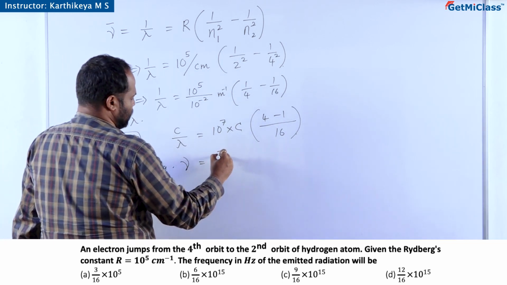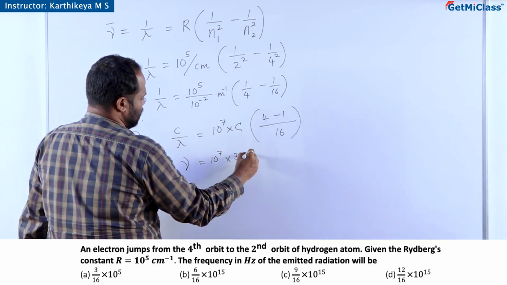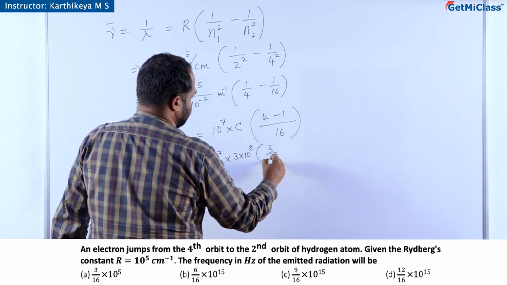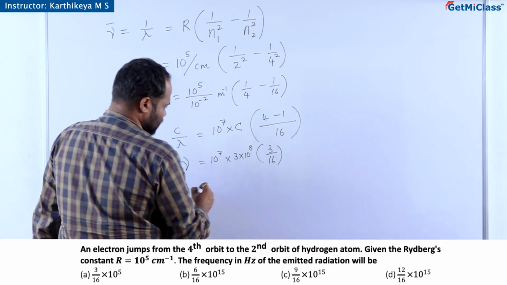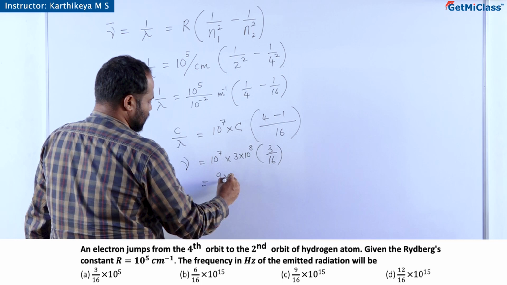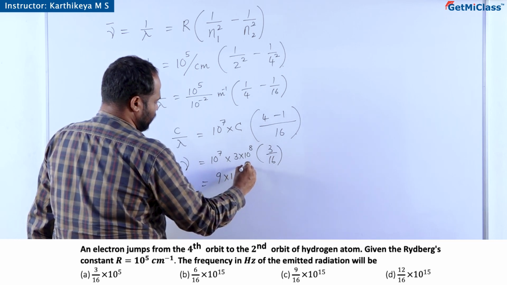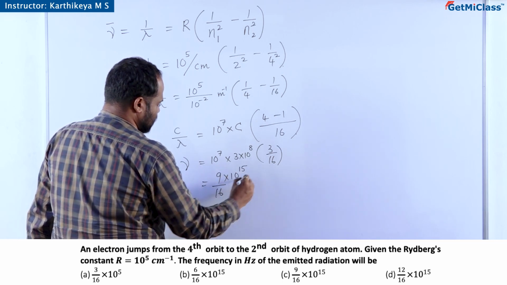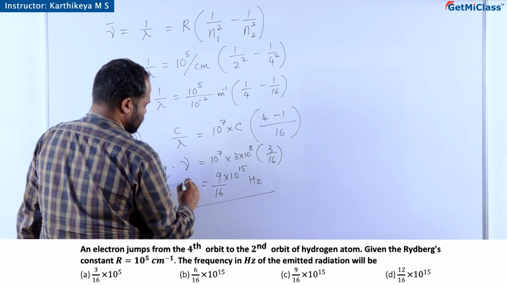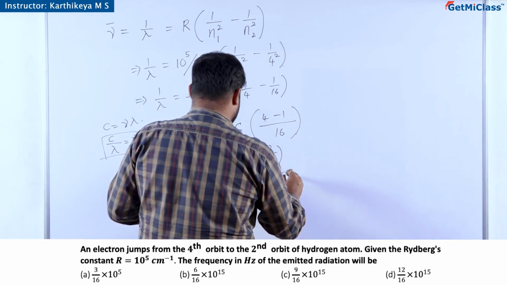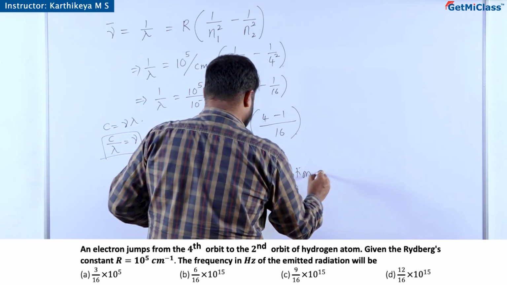This is 10^7 into 3 into 10^8. This is 3 by 16. So this is 9 into 10^15 by 16 hertz is the frequency, which is option C.